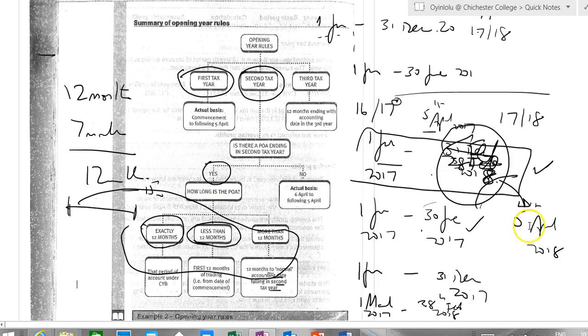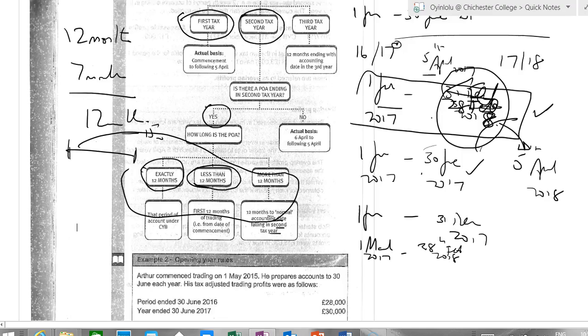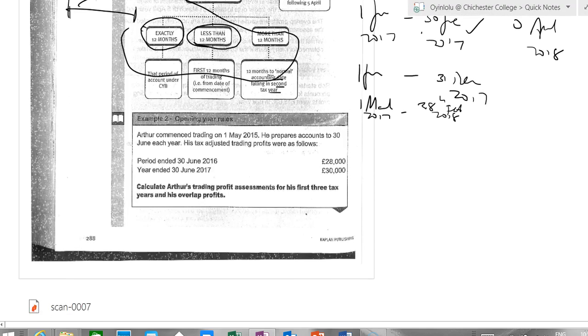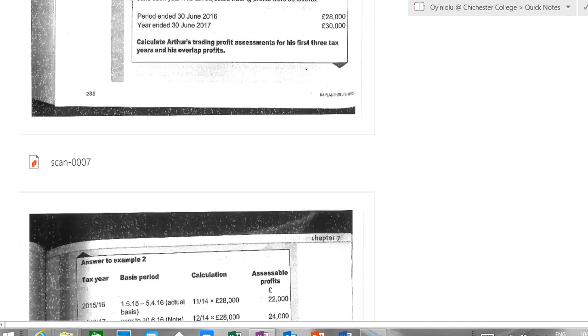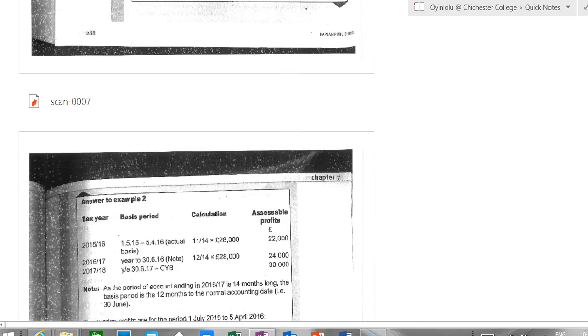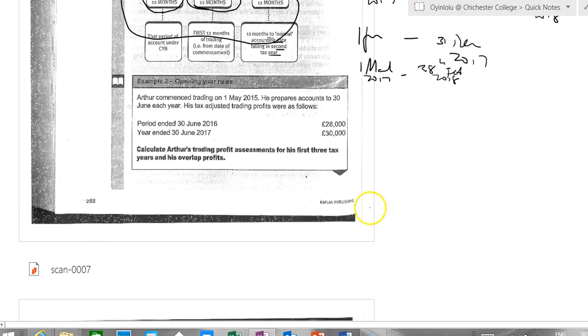Right. Let me just very quickly look at an example here. This is opening year. We've done opening year. Well, actually, when I say opening year, we can look at it because it does have two. So again, I did this in class. You have a scenario here where he starts on the 1st of May 2015, and he's going to go all the way, of course, to the 5th of April 2016. That's the first period. I want to use the next video to talk about overlap profits, but I might as well just talk about it here, doing this example.